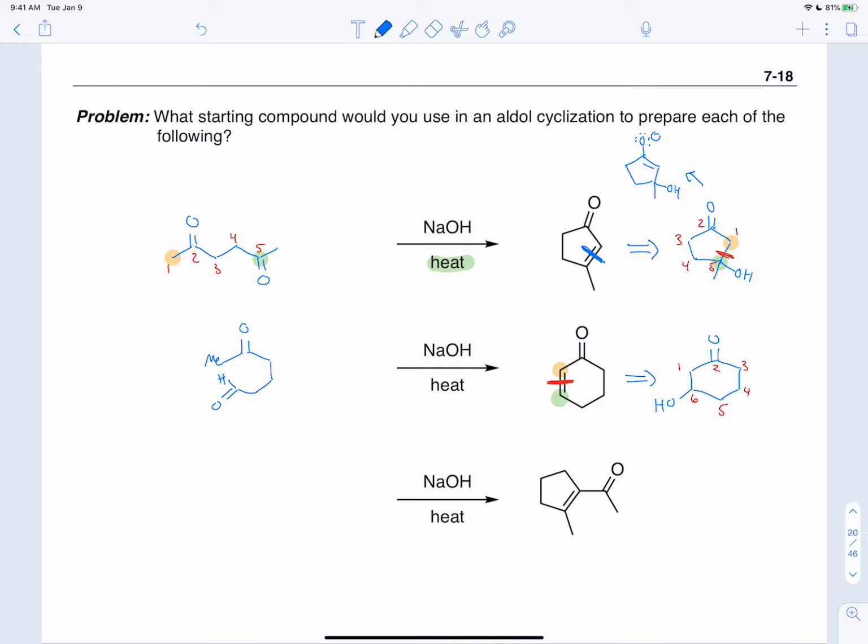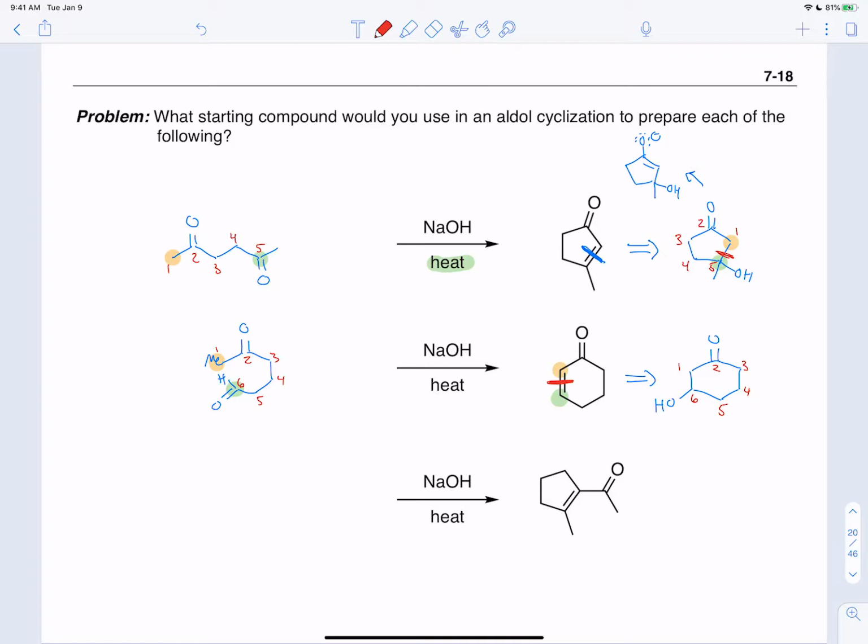Where now that we see that we have this methyl group, which is going to be our nucleophile. We have this aldehyde here, that is our electrophile. We can always double check by counting again. And indeed, this does give us the correct starting material. If we were to deprotonate this methyl, it'd be able to attack this aldehyde, giving us this hydroxy ketone intermediate that would then dehydrate to give this enone.